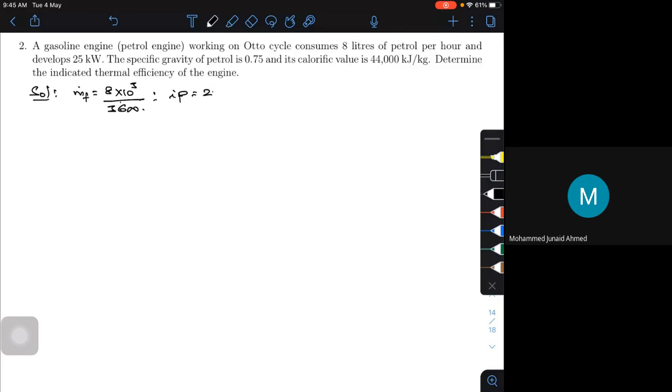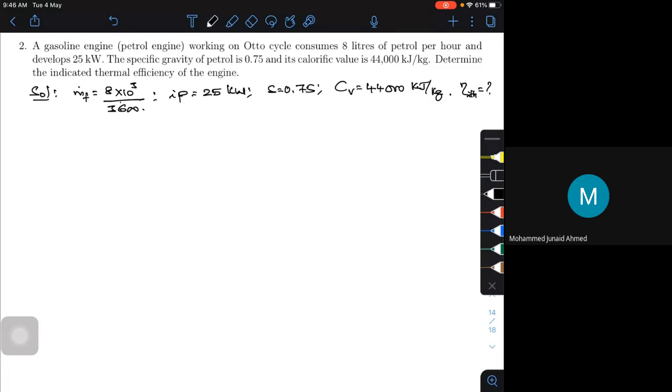They are given the specific gravity as 0.75 and the calorific value as 44,000 kilojoules per kg. So this is what they are given. What are we supposed to find? We are supposed to find the indicated thermal efficiency. Let's first find this mass of fuel consumed.